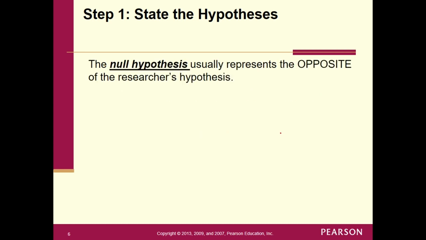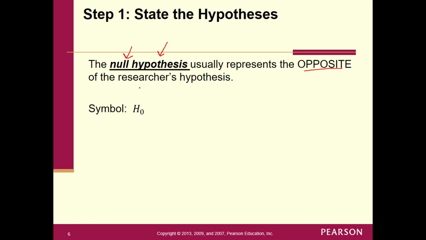Let's talk more specifically about the null hypothesis. The null hypothesis usually represents the opposite of the researcher's hypothesis. That's important. Now, null in mathematics means nothing. Usually this is where statisticians would put the no effect. There's basically nothing there, there's no effect. And that's why we call it the null hypothesis.